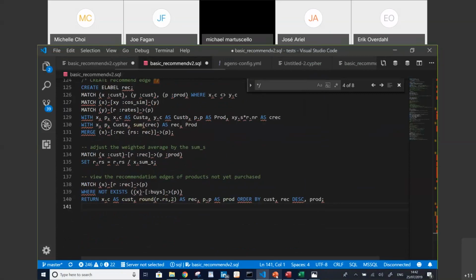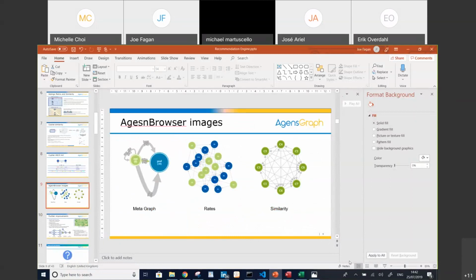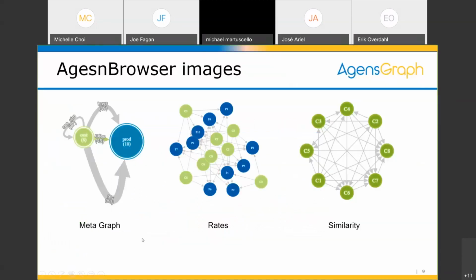And now that we've done that, we can flip back and have a look at some of the outputs that we saw in Agents Browser. So this is what's called a meta graph. This is now the completed graph. It looked at what we've done. We had 8 customers. It can size the nodes by the relative number of objects of that label. So we had 8 customers, we had 10 products. We created 4 edges: a buys edge, which is directly from the data, a rates edge, which was normalized data, an implicit rating, not explicit. We created a cosine similarity that was between customer and customer, and we created a recommendation edge.